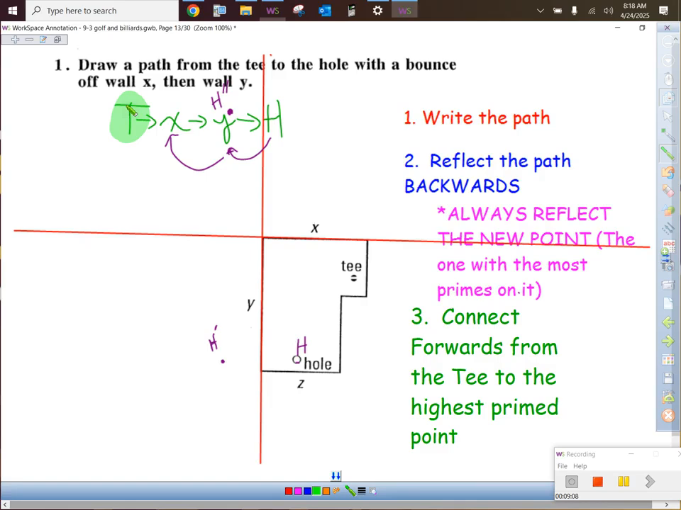I want to make sure that doesn't mean the one that's closest to the top of your paper. That's not what the highest prime point means. It means the one with the most amount of primes on it. Doesn't H double prime have more primes than H single prime? So here's the thing. Watch this, because this is wrong.